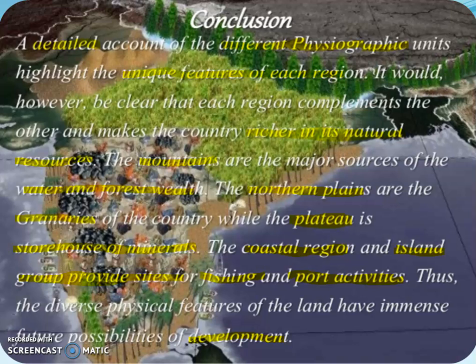In the last chapter, now we take the conclusions. After checking the details of India's geographic units and the unique features that India has, we can say that India is one of the richest countries in natural resources. India has mountains which provide water and forest wealth. The northern plains are suitable as granaries because they are fertile, with irrigation and agriculture facilities.